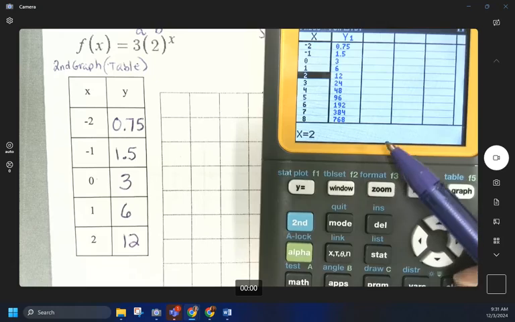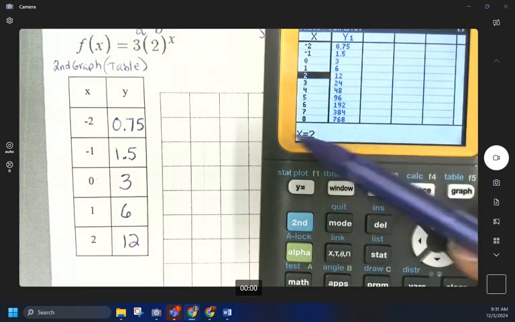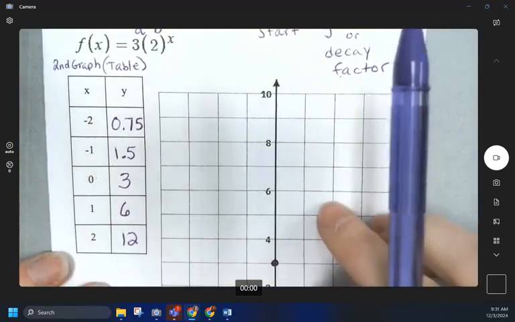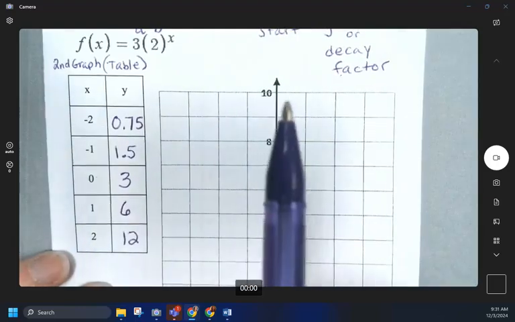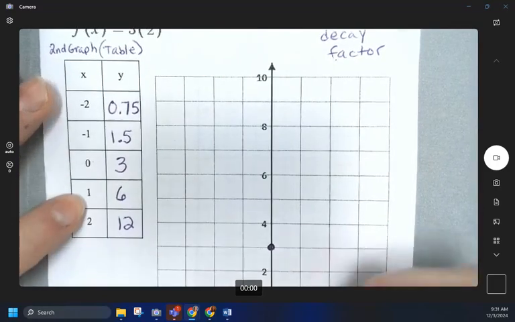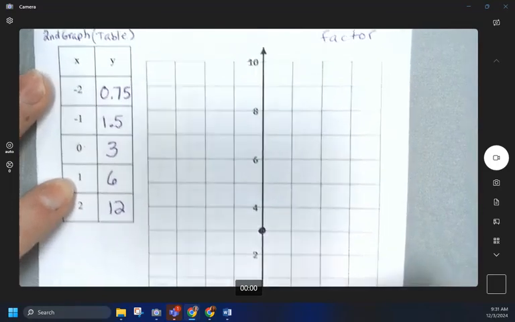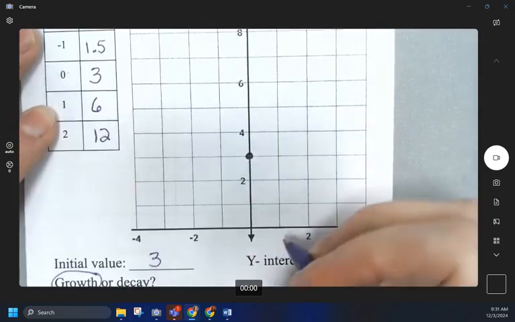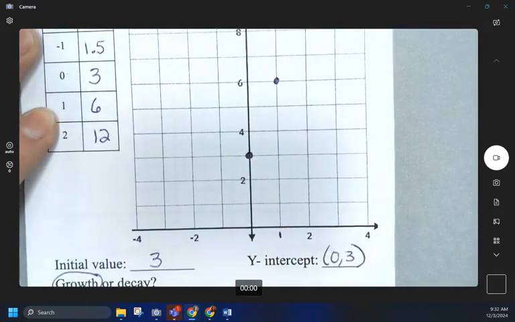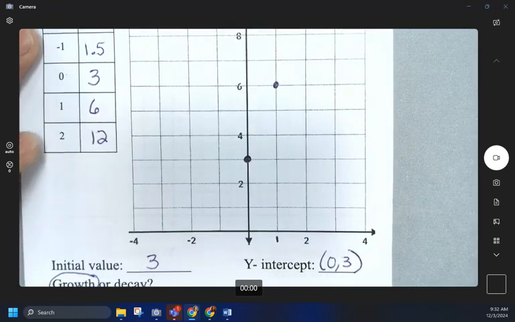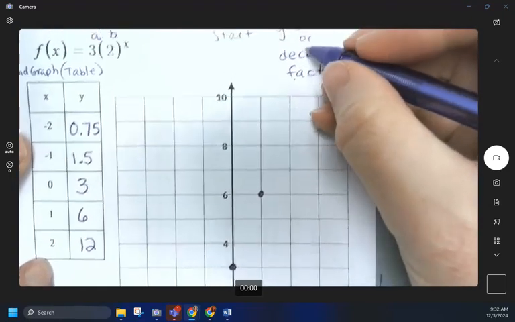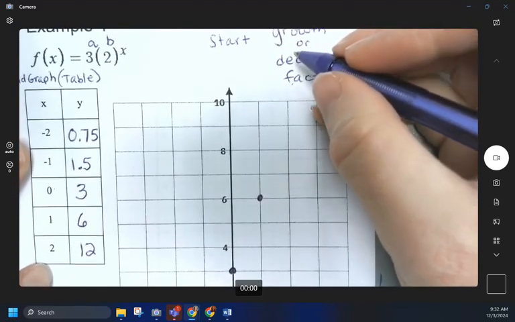So I got that directly from the table. This is kind of like a cheat in a game. You can go straight here. Use it. All right, we're going to plot all the points that we can. So I already plotted this one. That is my y-intercept. Now let's plot 1, 6. So go over to 1, up to 6. 2, 12. I cannot graph 2, 12 because that's way up here, which is off the grid. So I'm going to wait on that one.